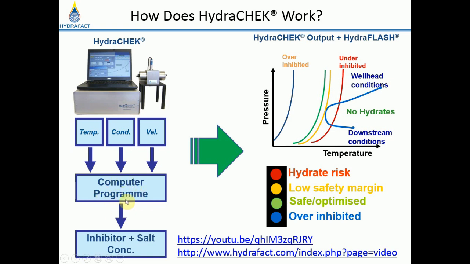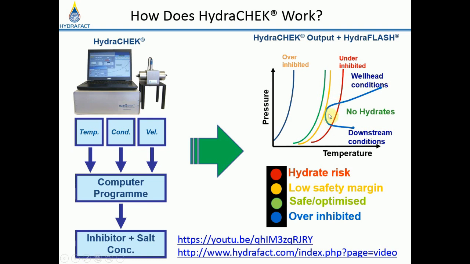Now the computer program will give inhibitor and salt concentrations. Knowing inhibitor and salt concentration, we can plot the hydrate phase boundary. We already know the pipeline condition or the worst operating condition. So if the hydrate phase boundary is represented, for example, here by the red line, then the pipeline condition or the worst operating condition is inside the hydrate stability zone.